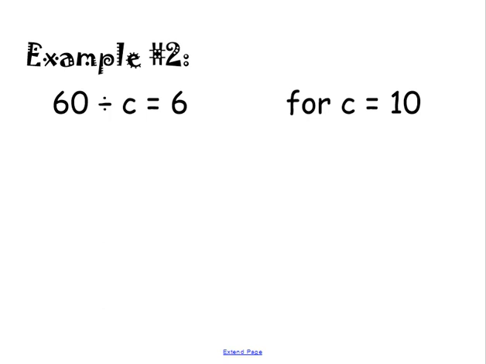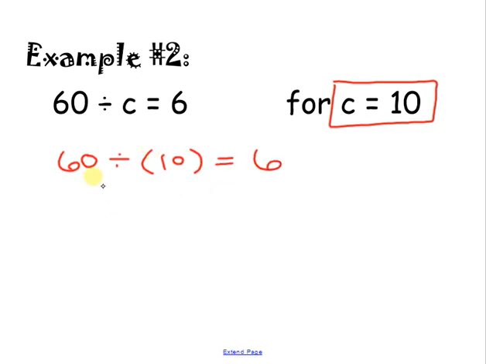Let's try another example. Example number 2. We have 60 divided by C equals 6. So C in this case is equal to 10. So I'm going to put it in, and remember, you always put it in parentheses. So we have 60 divided by 10 equals 6. So what is 60 divided by 10? Well, it's 6. Bring down the rest of the problem, equals 6. So is it true that 6 equals 6? Yes, the solution does work.